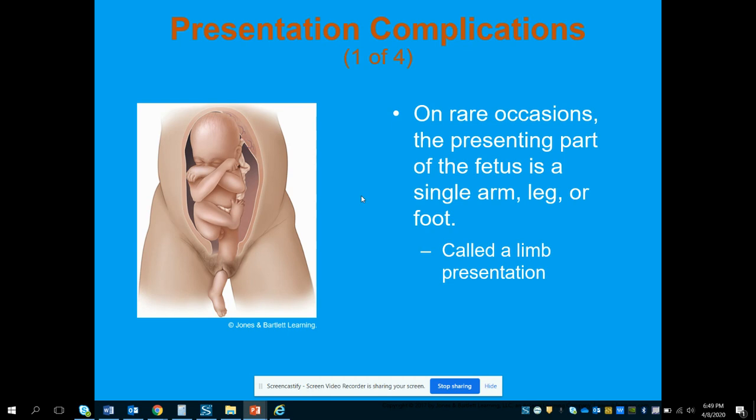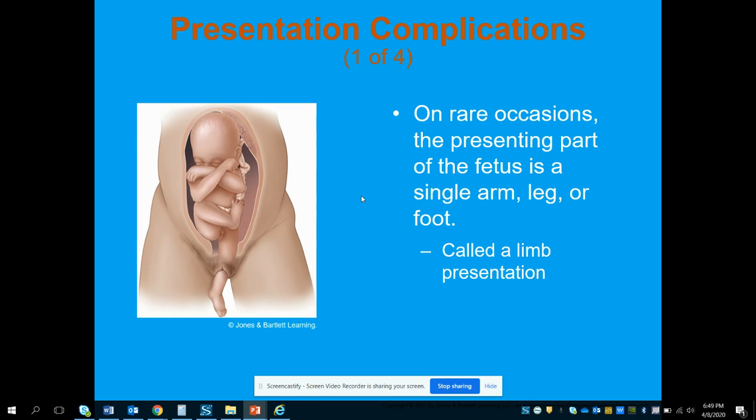Other presentation complications: this is an arm or a leg or a foot. So this is a limb presentation, and it absolutely cannot be delivered in the field. I mean, if you're just looking at this picture here, you know that there is no good way for the remainder of that baby to come out. So anytime that there is a limb presentation, it cannot be delivered in the field.